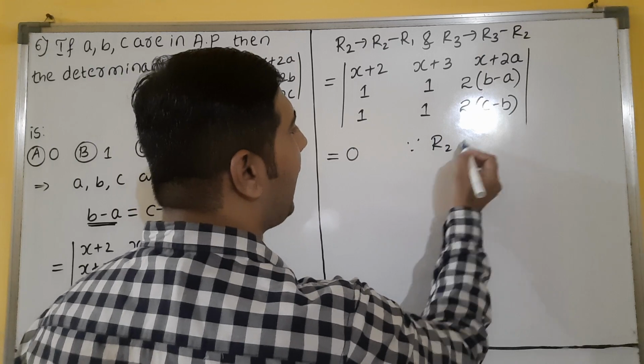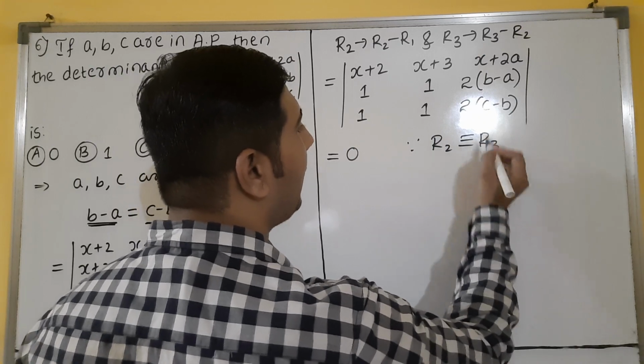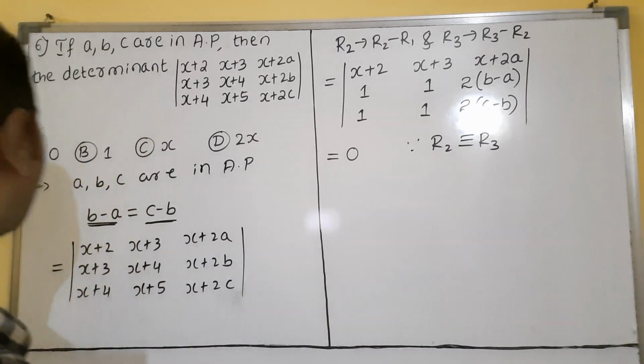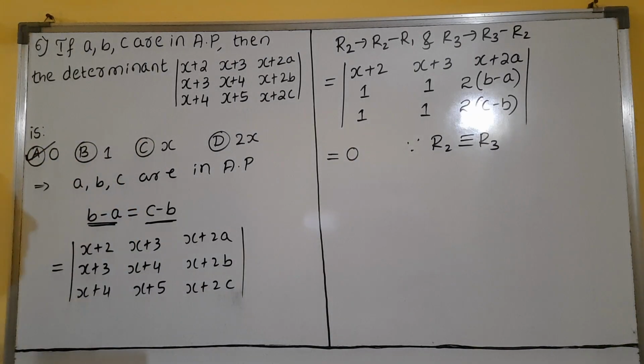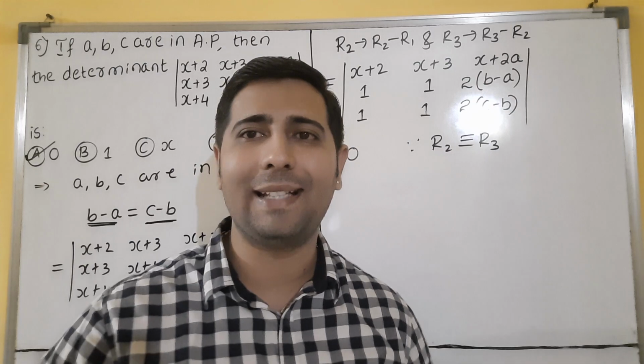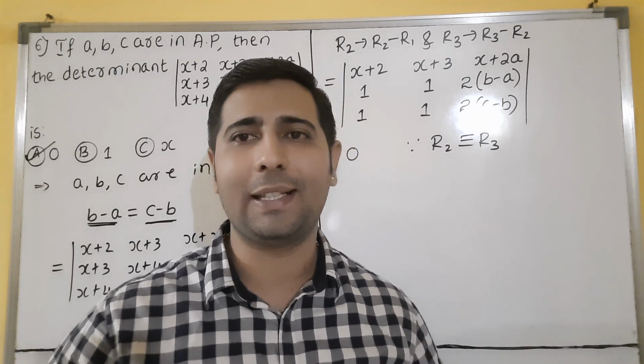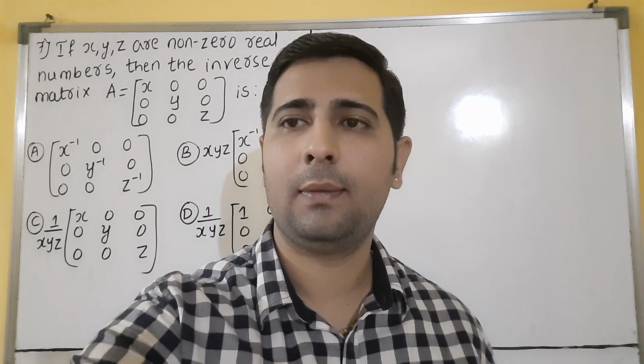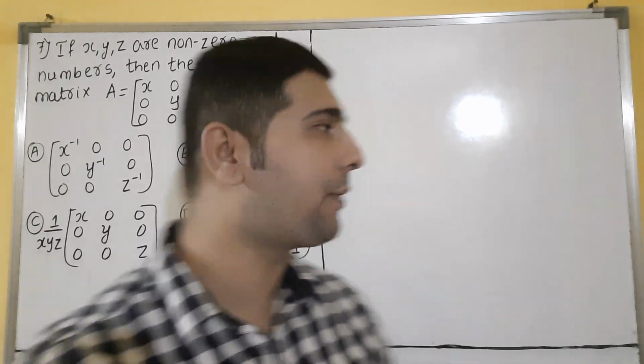Since R2 is identical to R3, dear students, this is the reason why we will get 0. Our option will match with A. A for awesome. Awesome is the answer, dear students. Please copy this. We will see the next question. Let us see the next question, dear students.